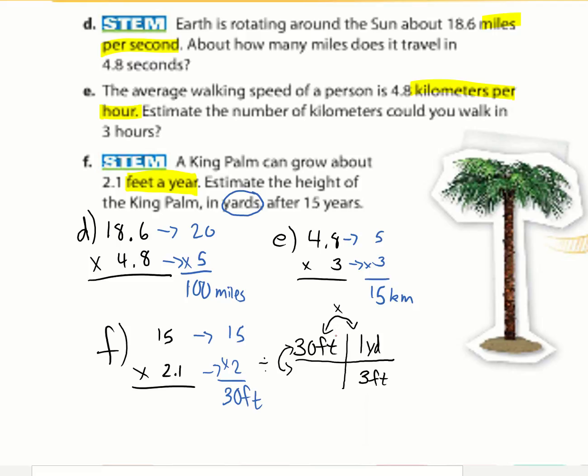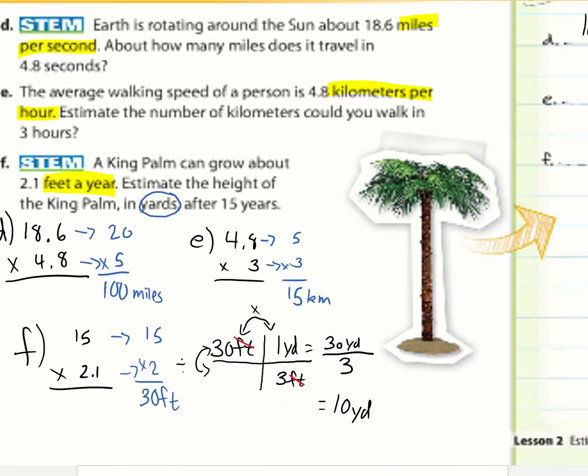So the 30 feet and 3 feet, the feet are going to cancel each other out. Because you do feet, 1 foot divided by 1 foot, the units cancel. So now I have 30 times 1 yard equals 30 yards. And then on the bottom, we have 3. So now we have 30 yards divided by 3. So 30 yards divided by 3 is going to give us our final answer of 10 yards.